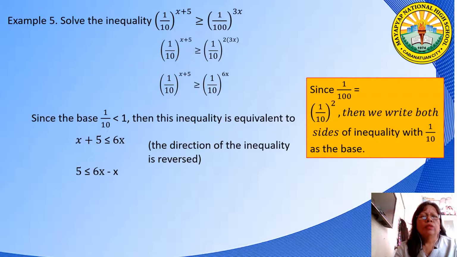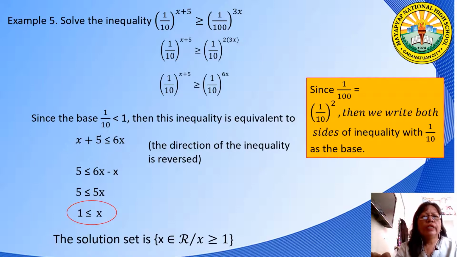Then 5 is less than or equal to 6x minus x. Continue simplifying: 5 is less than or equal to 5x. Dividing both sides by 5, 1 is less than or equal to x. Same procedure to check your answer, by just replacing the value of x in the original exponential inequality. Therefore, the solution set is x is an element of the real numbers such that x is greater than or equal to 1.